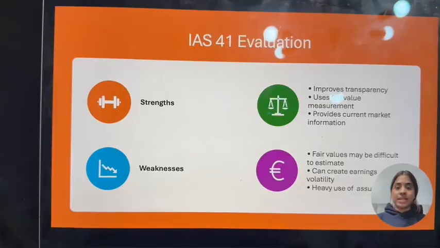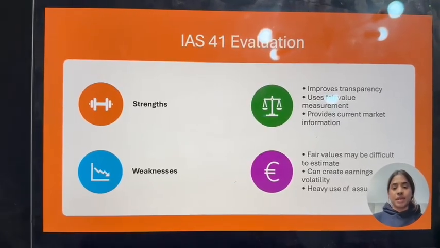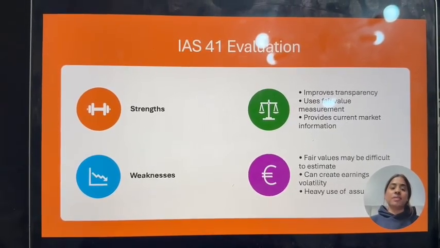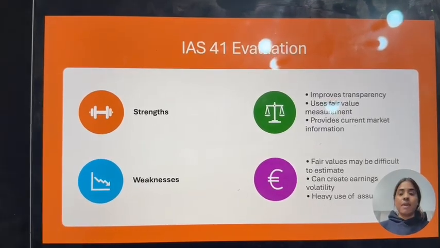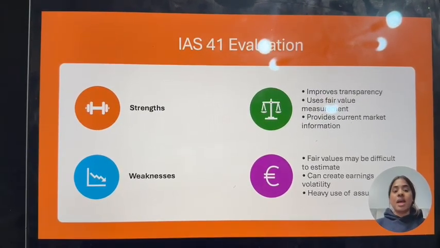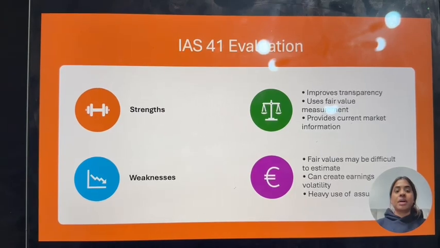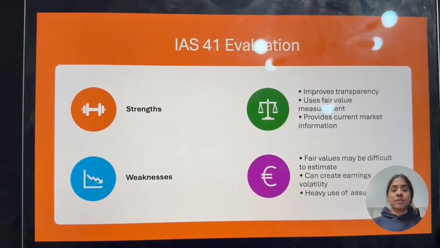Overall, IAS 41 improves transparency because companies are now using fair value instead of just historical costs. It gives a more current picture of what biological assets are worth at that time. But at the same time, it's not perfect. A lot of these valuations are okay.